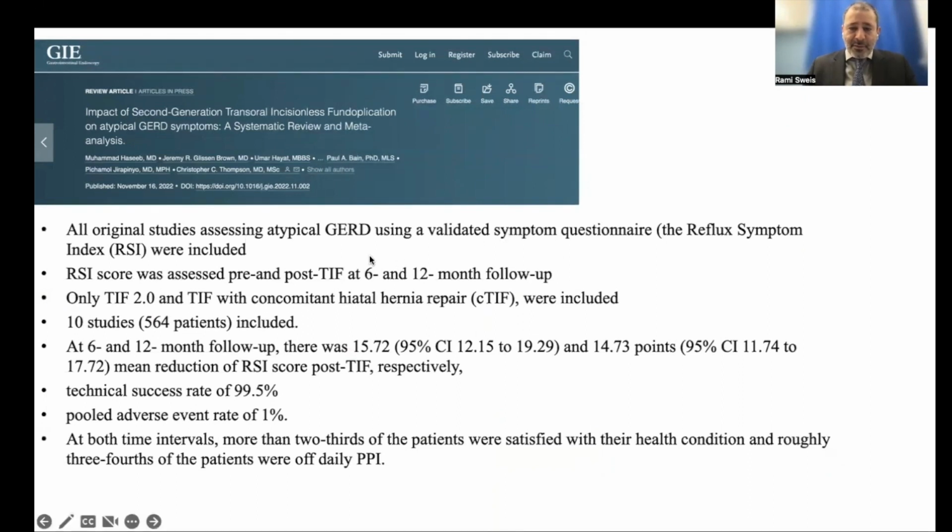It is a retrospective analysis of 10 studies looking at 564 patients, all of whom had TIF2 or TIF with crural repair. And it did suggest that at 6 months and 12 months, there was an improvement in the RSI score, the reflux symptom index, which is a validated symptom questionnaire. And so on that basis, it suggested that TIF is useful in patients who have atypical symptoms.